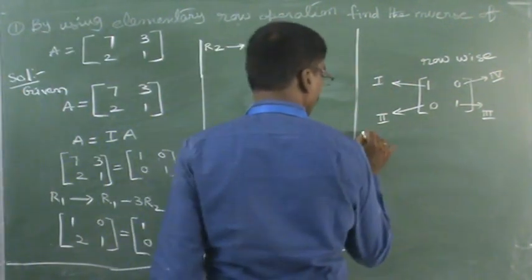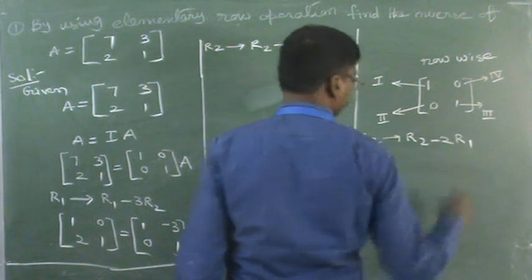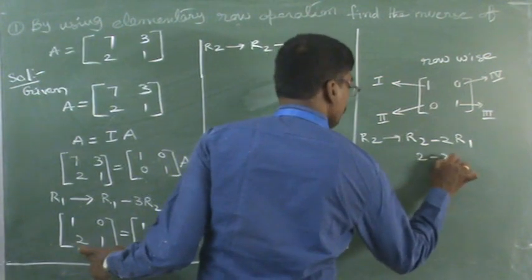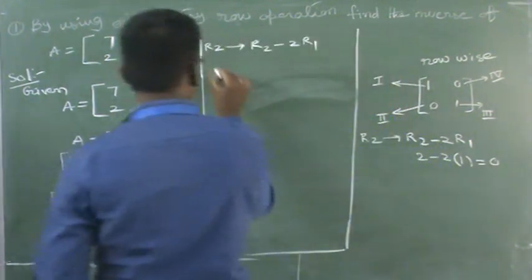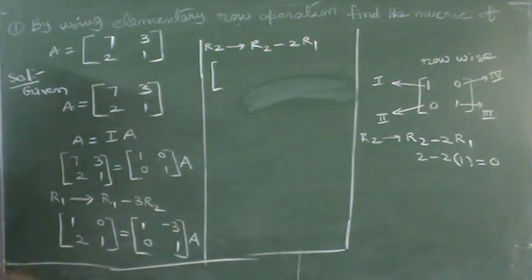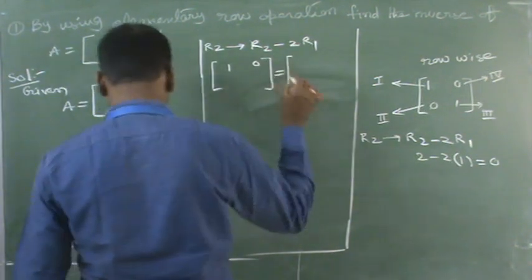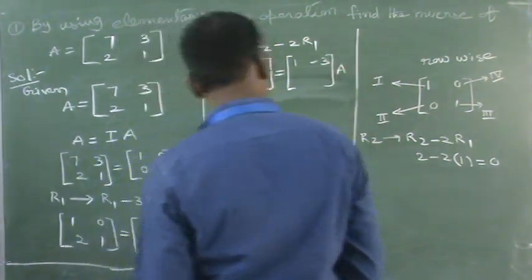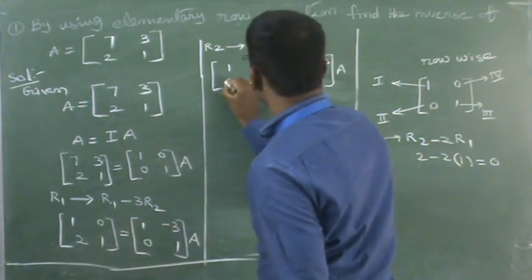So I am writing R2 tends to R2 minus 2R1. What is the first element in the case of R2? 2 minus 2 into, what is the value at the R1 place? 1. The answer will be 0. Is there any change to the first row? There is no change to the first row. 1, 0, 1 minus 3, write as it is. See, I am writing 2 minus 2 into 1. The answer comes as 0.